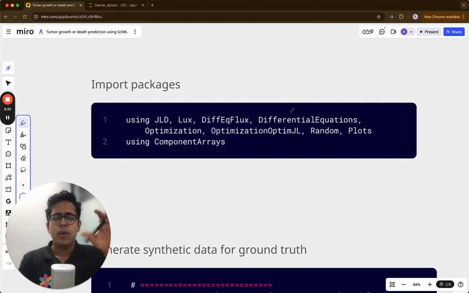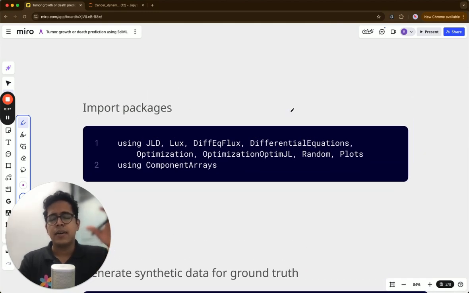So now we can get into coding to build the UDE framework. I'll be coding this in Julia, but this same logic is applicable irrespective of whether you're coding in Julia or Python. The reason why I'm using Julia is because for the SciML framework, Julia has the best packages.